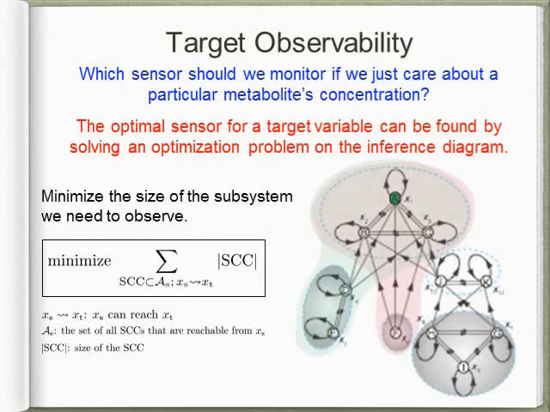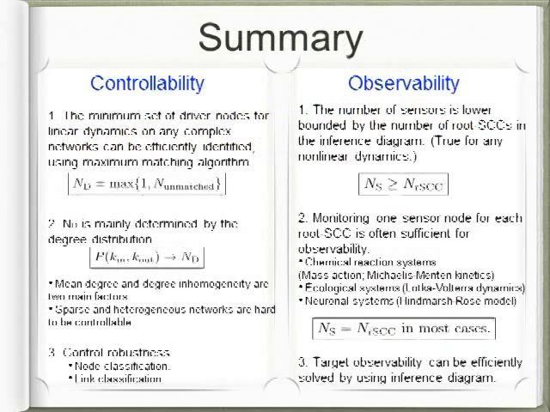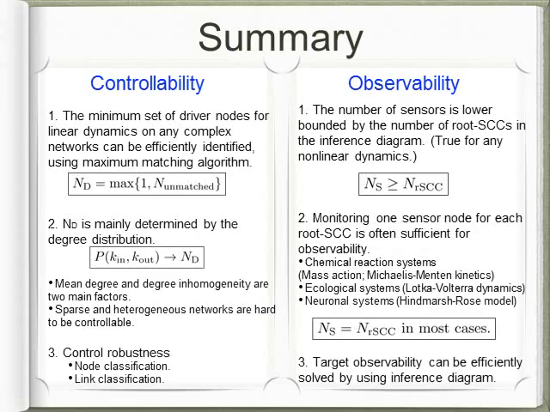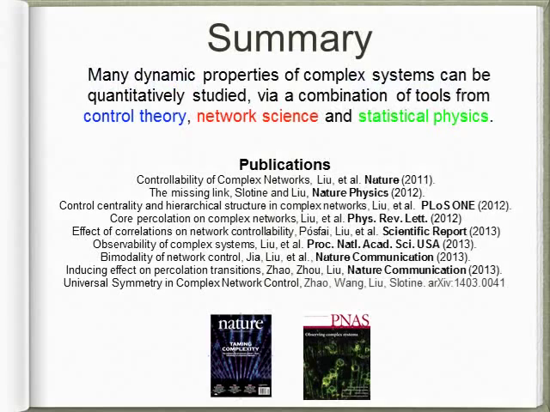So basically, I showed you two projects, controllability and observability. Controllability is based on linear time invariant systems and is heavily based on structural control theory and the maximum matching concept. Observability is developed for a very special type of nonlinear system, the biochemical reaction system. In that case, we can check the algebraic observability using symbolic calculation. So the take-home message of my talk is that many dynamic problems can be quantitatively studied via a combination of tools from control theory, network science, and statistical physics.